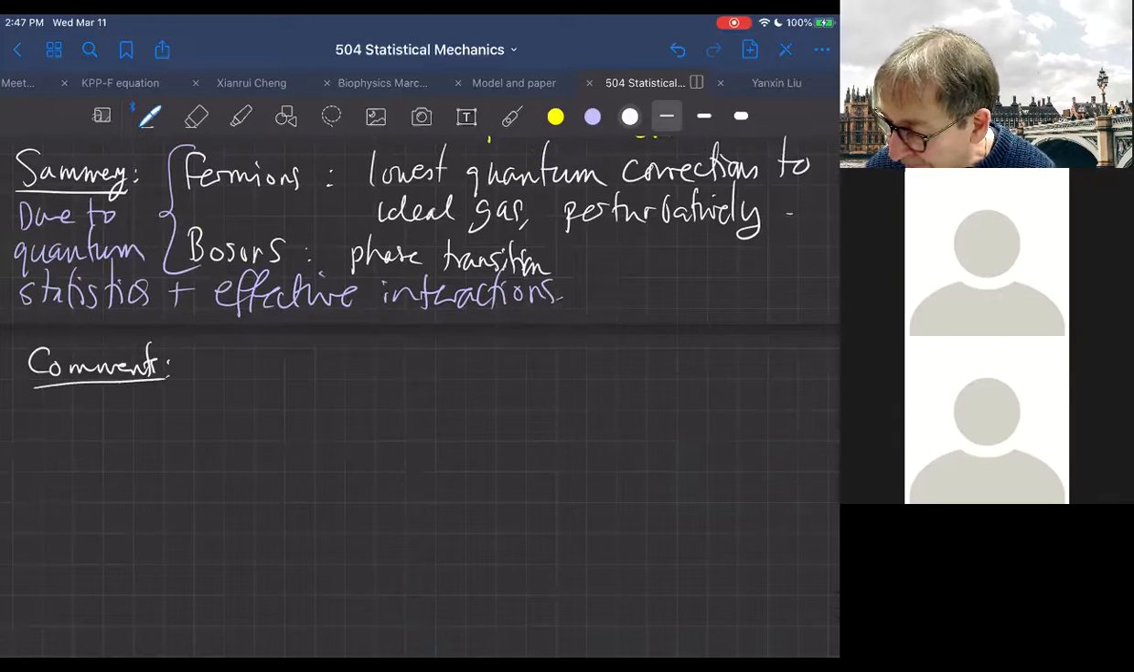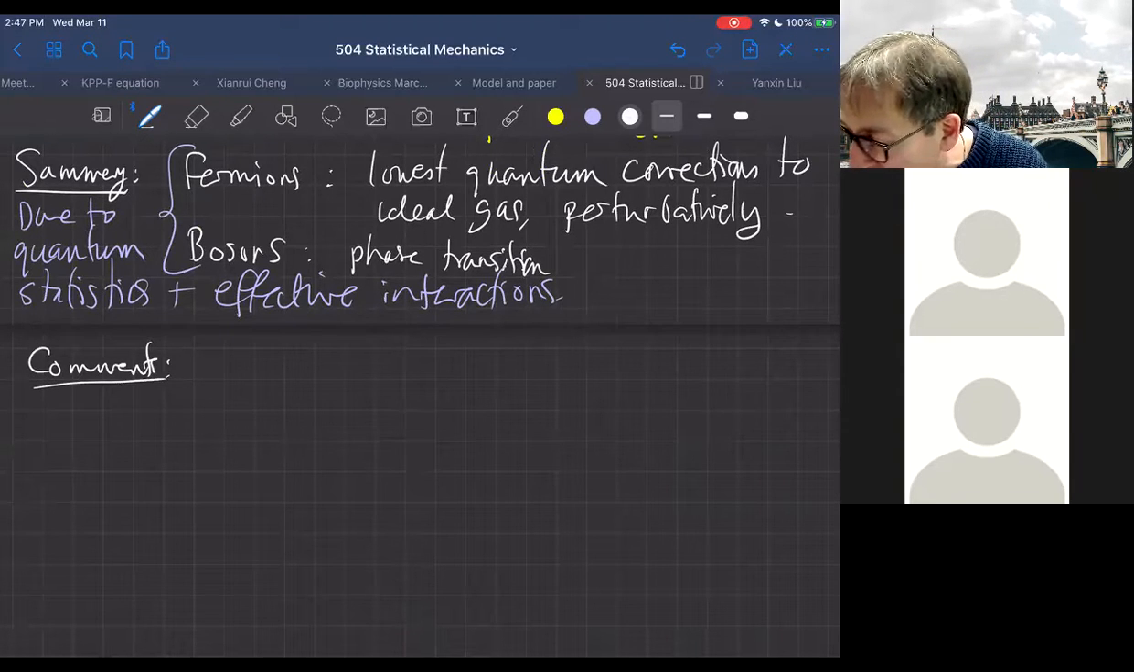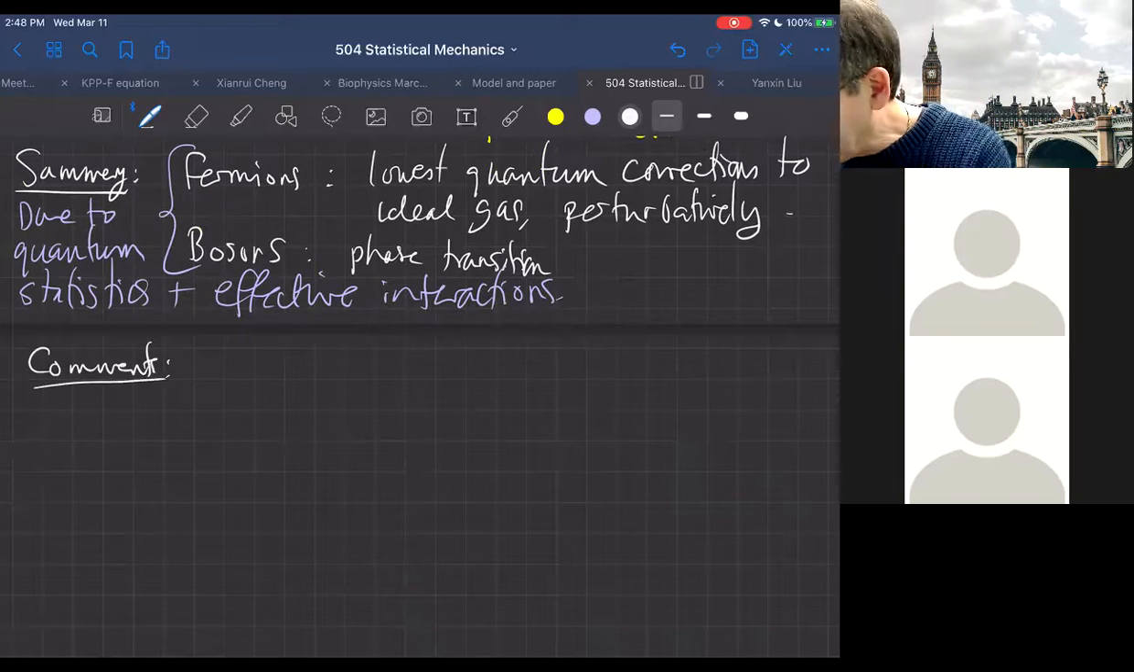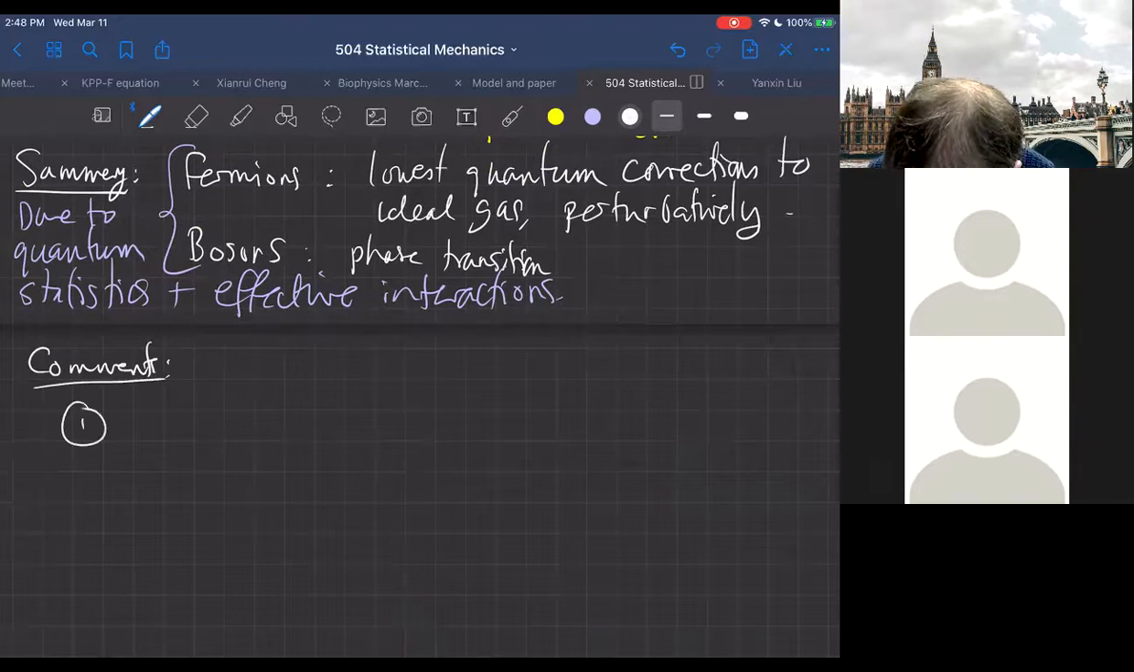The first comment, actually the main one that I want to make... What was the other comment I wanted to make? Oh, I know what it is. So the comment is this: what is the effect of interactions?